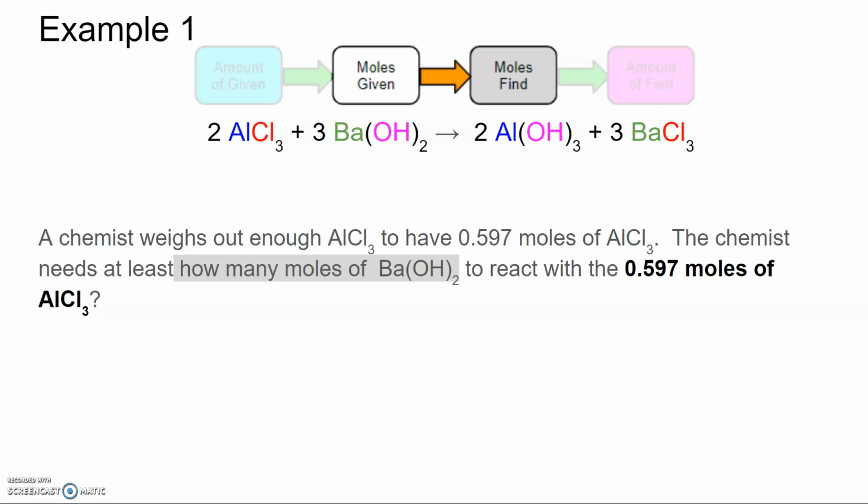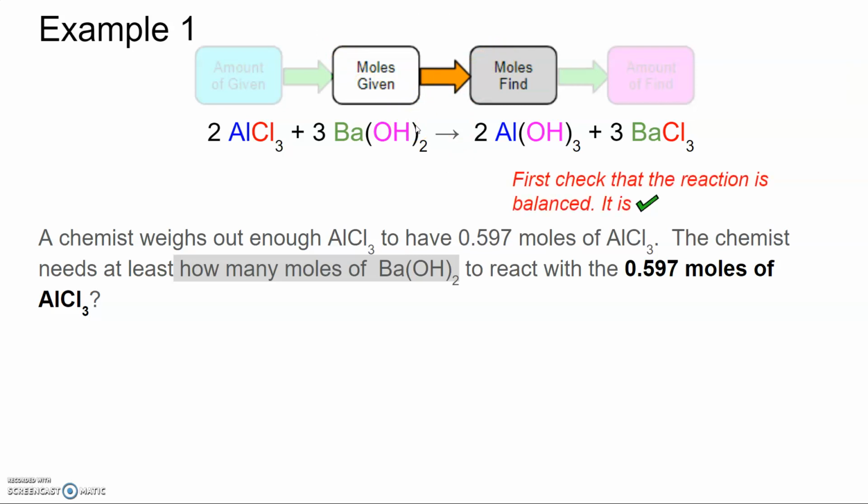Now, if you watched part one of this video, you actually saw this problem before, but I didn't show you how it was solved. We did a lot of the work there with mental math, and this was one that was difficult to do with mental math, but I did give you the answer. So let's see how we would solve it using this process. So we're going from our moles of given to our moles of find, and we're going to use the coefficients in the balanced chemical equation.